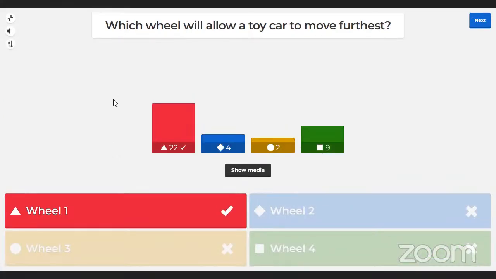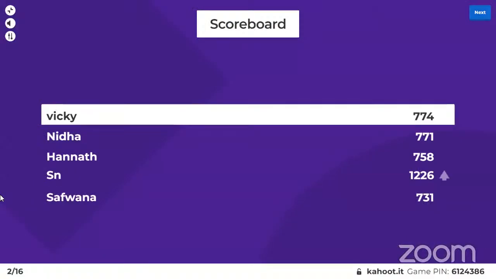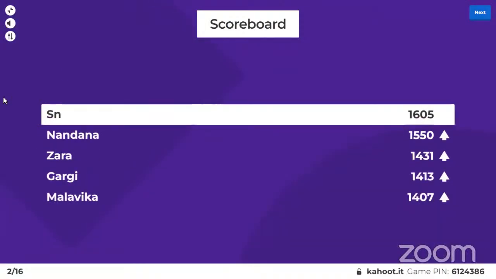All right, which wheel will allow a toy car to move the furthest, and that is wheel 1. Okay, most of you answered it correctly. Second scoreboard: SN, we have a new topper here. SN is a new topper here with 1605 points. Second, we have Nandana. Third, we have Sara. Fourth, we have Gargi, and fifth, we have Malavika.